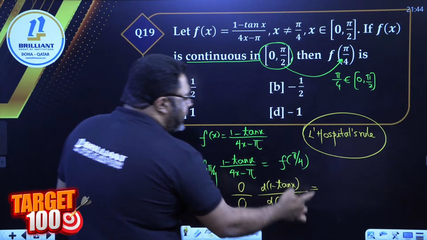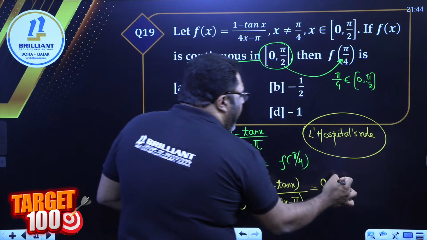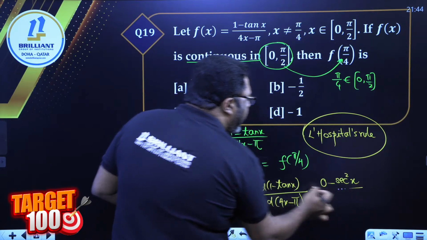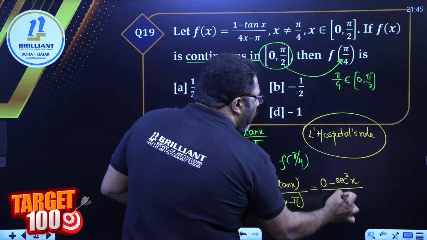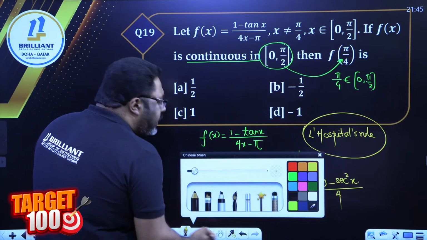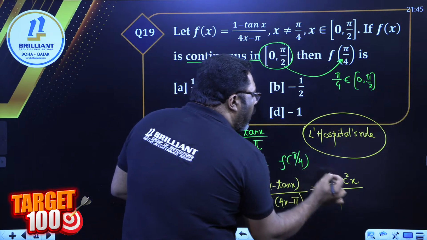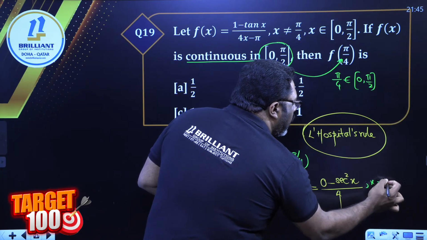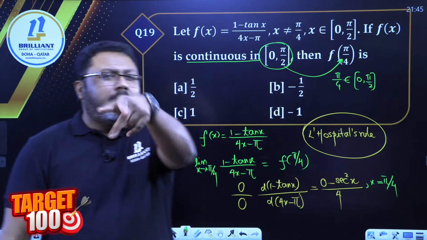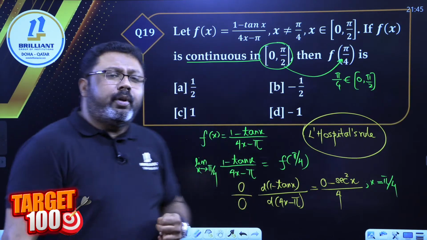Derivative of 1 is 0 and derivative of tan x is sec squared x. So minus sec squared x divided by derivative of 4x, which is 4. Now after doing the derivative, apply x equal to pi by 4. What is sec of pi by 4? Cos of pi by 4 is 1 by root 2. So sec of pi by 4 is root 2.